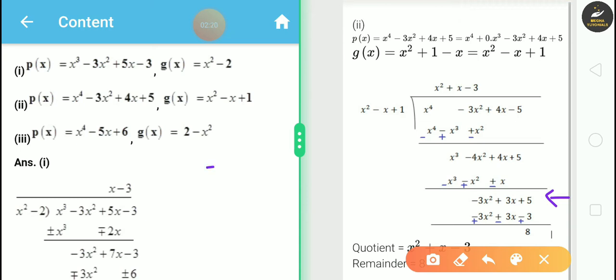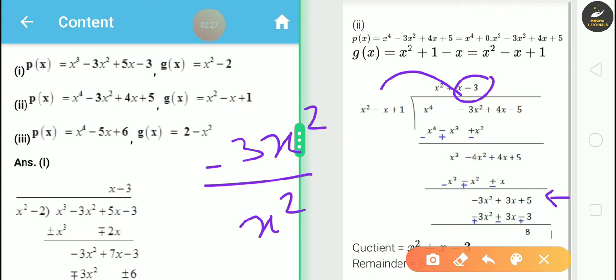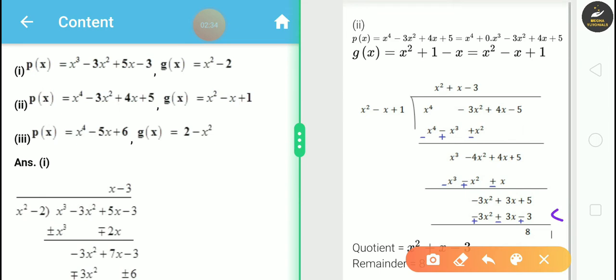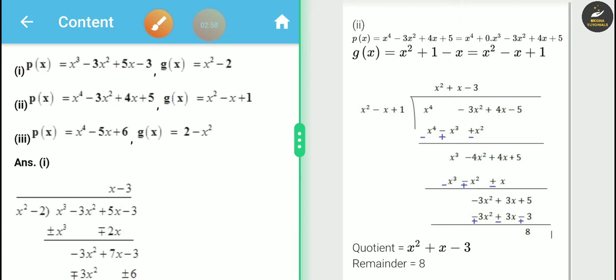So first term upon first term, minus 3x square upon x square, so we will get minus 3. This minus 3 into divisor x square minus x plus 1, so we will get minus 3x square plus 3x minus 3. Now change the sign, so minus 3x square plus 3x square will be cut, plus 3x and minus 3x will be cut, and plus 5 plus 3 is 8. So degree of the remainder is smaller than the degree of divisor, so we will stop here. So quotient is x square plus x minus 3 and remainder is equal to 8.